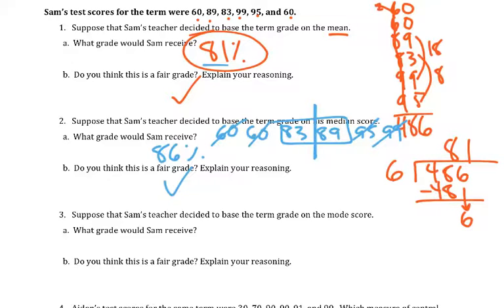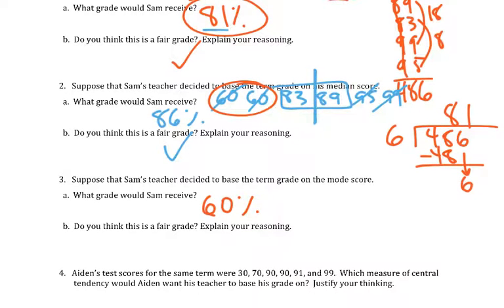Okay. Now let's say the mode. If we did it on the mode, the one we see the most would be a 60%. You could argue that it's fair because that's what he scored the most, but I would say since that's the lowest, probably not.